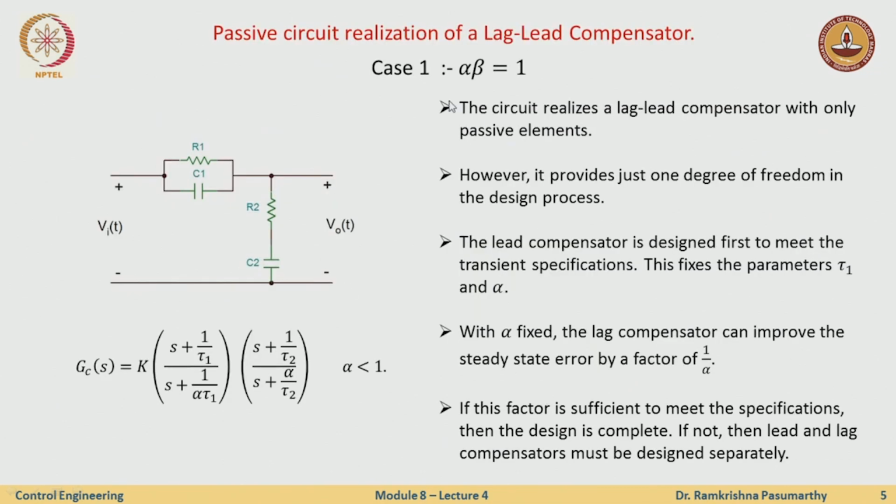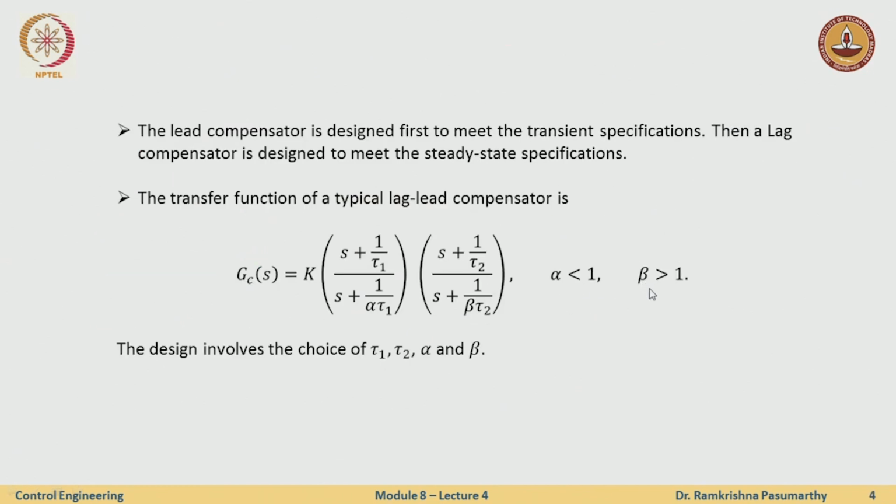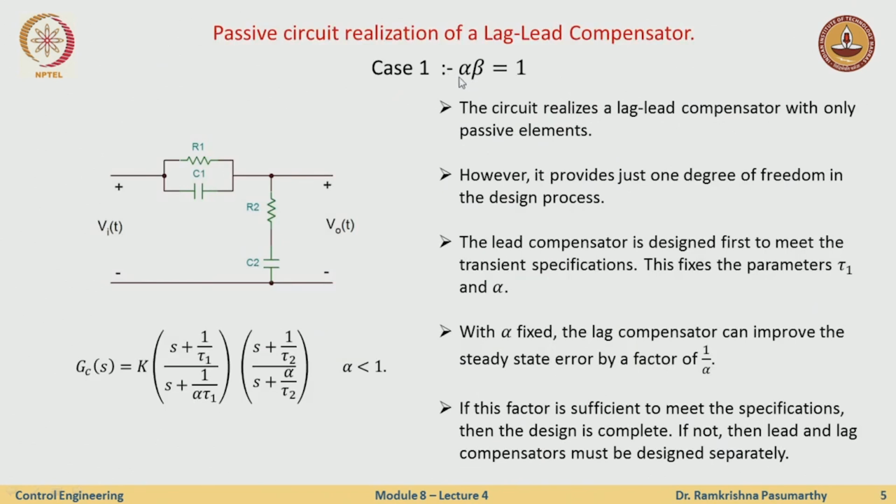Okay, so how does the realization of a lead-lag compensator look? First, case 1, where alpha is less than 1, beta greater than 1, so I can always choose a combination such that alpha times beta is 1. This will ensure that alpha is less than 1 and beta is greater than 1. So this circuit here realizes a lead-lag compensator just with passive elements, right. All these are passive elements. However, you have a little less freedom, because once you choose the alpha here, the beta here is fixed, or vice versa. Once you fix a beta, you don't have too much control over the alpha.